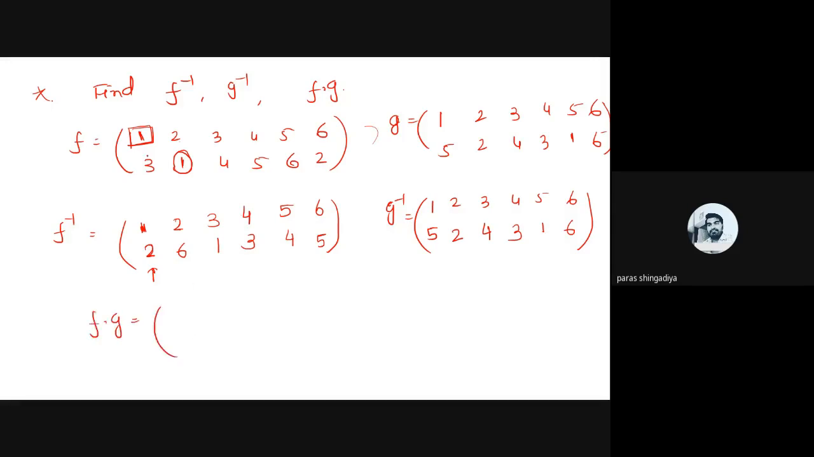Now F dot G. So 1, 3, 3, 4, so 1, 4 here. Okay. 2, 1, 1, 5, so it is 2, 5. 3, 4, 4, 3, so it is 3, 3. Okay, 4, 3, 3, 5... 4, 5, 5, 1, so it is 4, 1. And 5, 6, 6, 6, so it is 5, 6 again. And 6, 2, 2, 2, so it will be 6, 2 there. Okay, 4 5 3 1 6 2, over 1, 2, 3, 4, 5, 6. Okay, that is the answer.